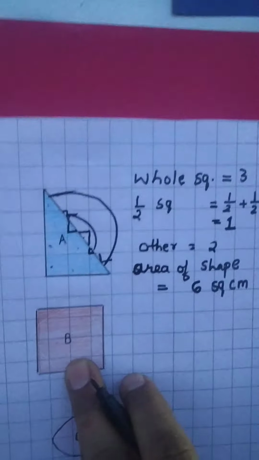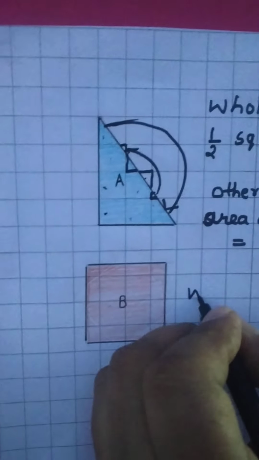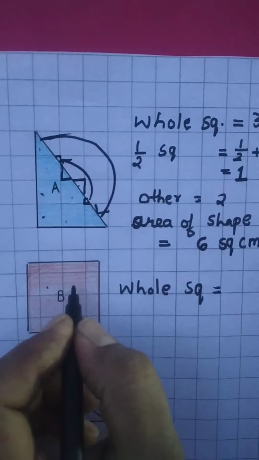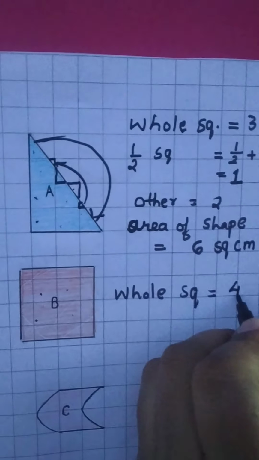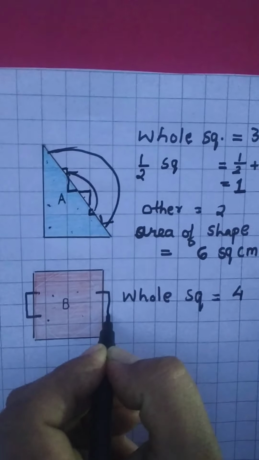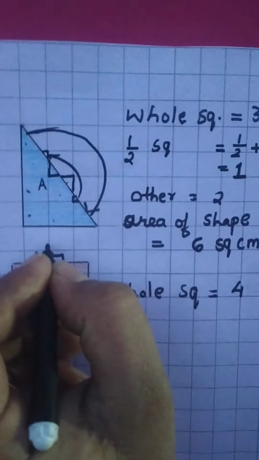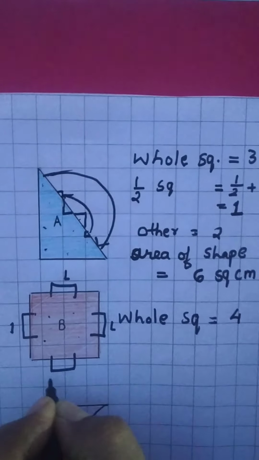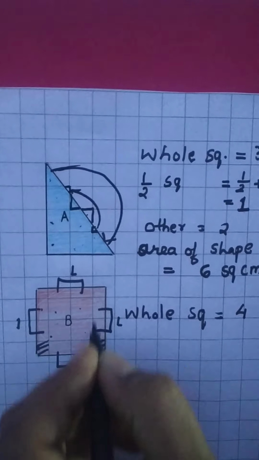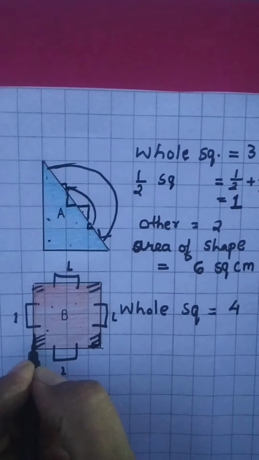Okay. Now again come to this shape. Let's count whole squares. How many whole squares? Total 1, 2, 3, 4. 4 whole squares. And again these half and half will also make 1. It will also combine. So it will be 1, 1, 1, 1. And another 1/4. You can see these. Okay. And we will combine it.